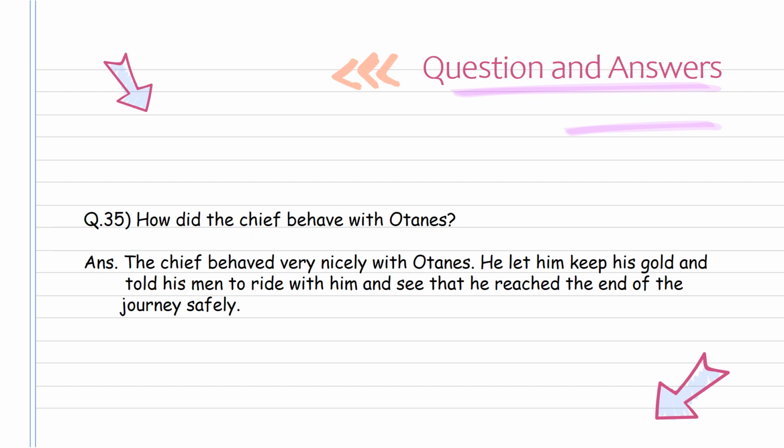Question 35. How did the chief behave with Otanes? The chief behaved very nicely with Otanes. He let him keep his gold and told his men to ride with him and see that he reaches the end of the journey safely.